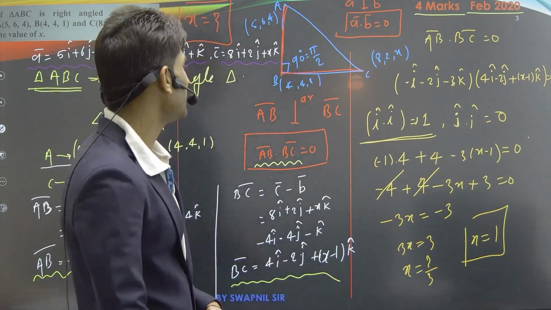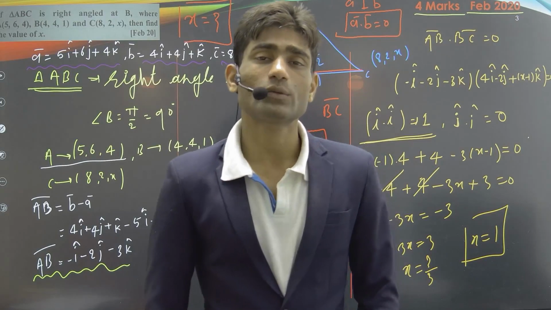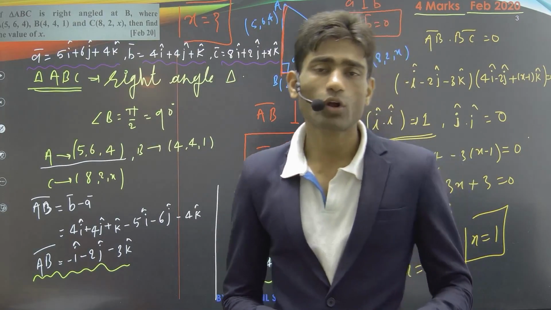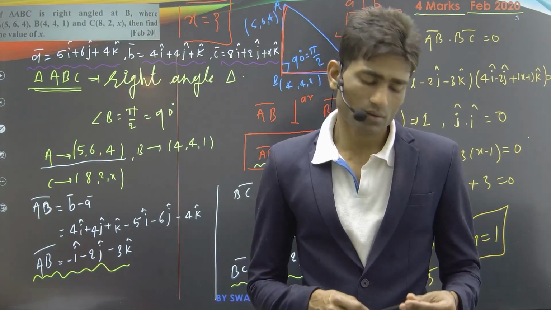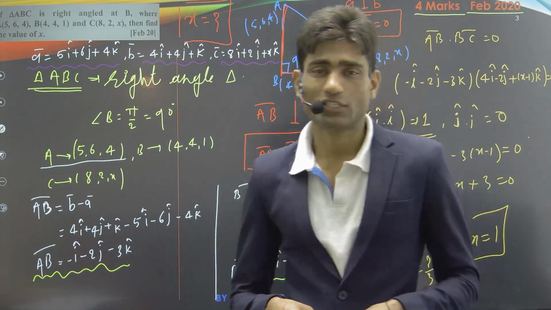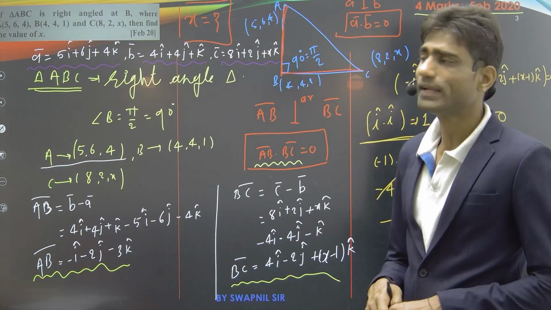Now see how easy this solution is. We just need to apply some basic concepts, like taking the dot product for two perpendicular vectors, and then finding the value of x. I'm expecting you all have understood this solution. Let's move on to the next example.